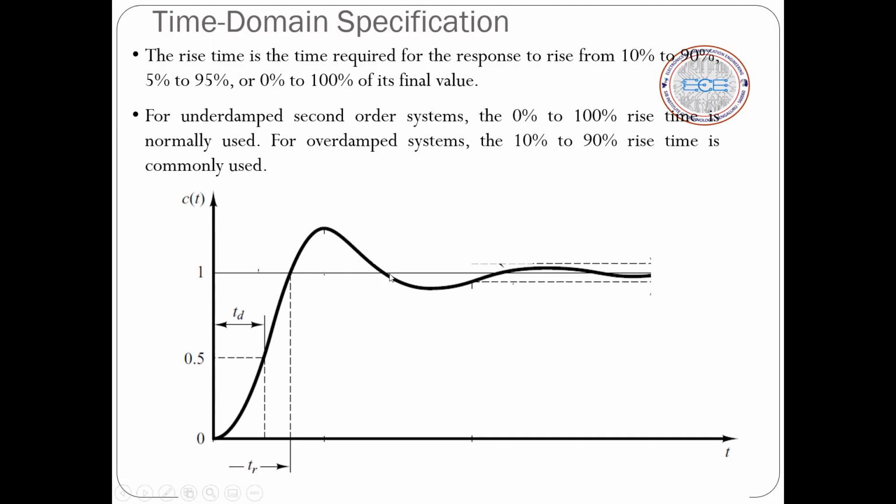So this is about the rise time. We have rise time different for the three cases. For undamped, we don't find rise time existing. For the other three, we have rise time calculated in a different way. For an underdamped, it is 0 to 100%. For overdamped, it is 10 to 90% rise in the output. And in critical damping, it is 5 to 95%.